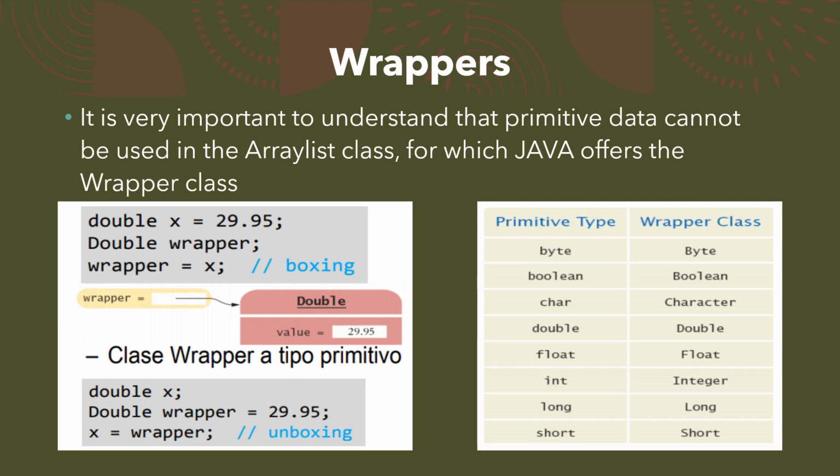Wrappers. It is very important to understand that primitives cannot be used in the ArrayList class, for which Java provides the wrapper classes. In the picture, for example, char is Character and int is Integer. On the left side of the picture, you can find an example of a wrapper transforming a primitive variable.